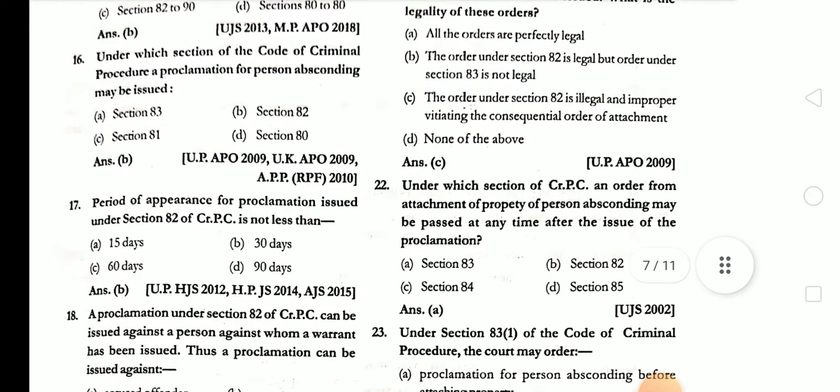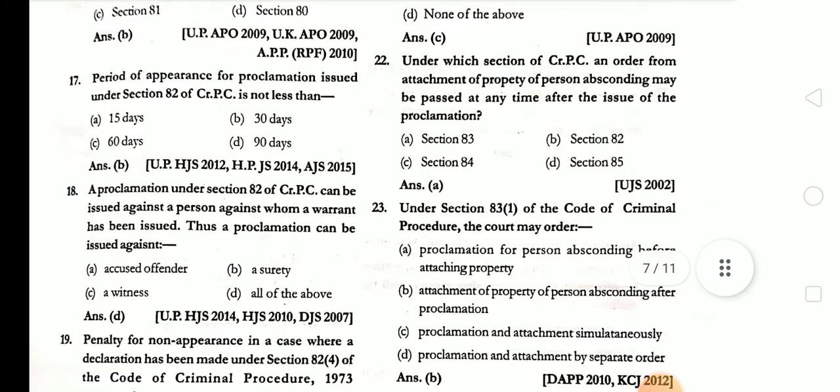Next question, period of appearance for proclamation issued under section 82 CRPC it is not less than, answer is 30 days. Next question, a proclamation under section 82 CRPC can be issued against a person against whom an arrest warrant has been issued. Thus a proclamation can be issued against, answer will be all of the above, against accused, offender, surety or a witness.